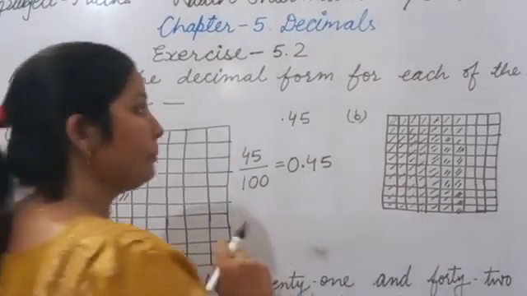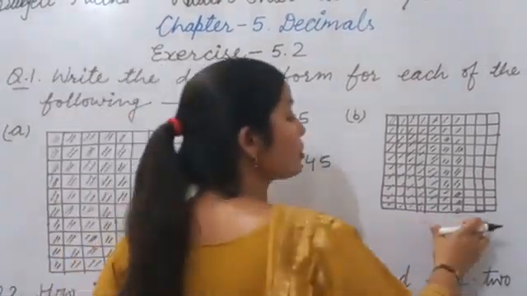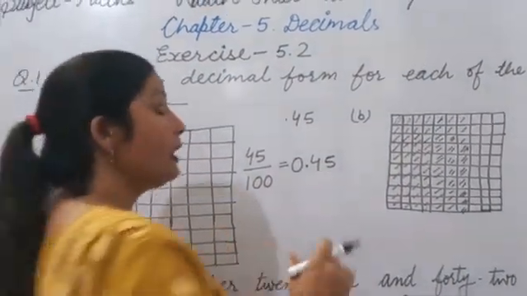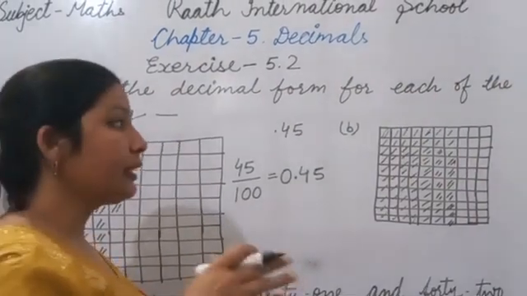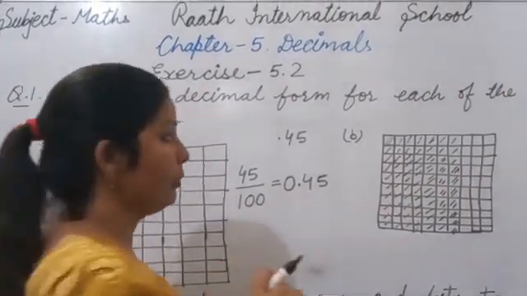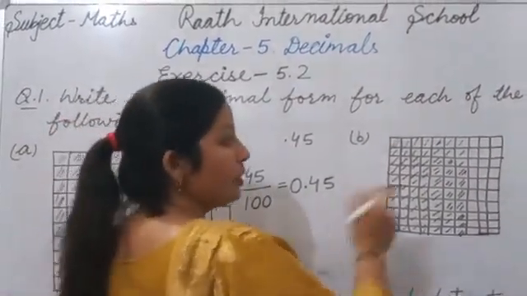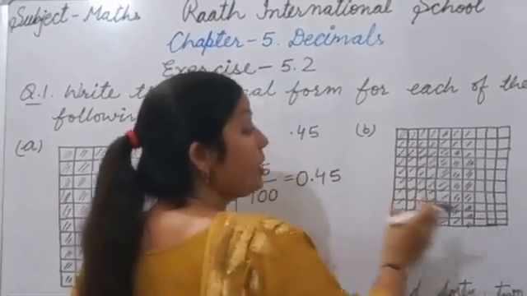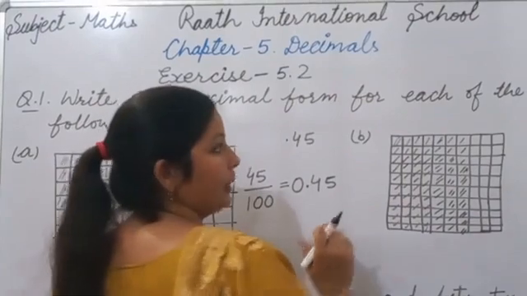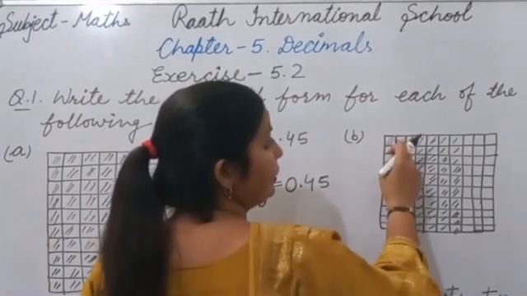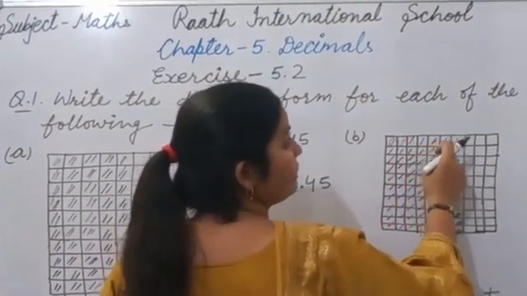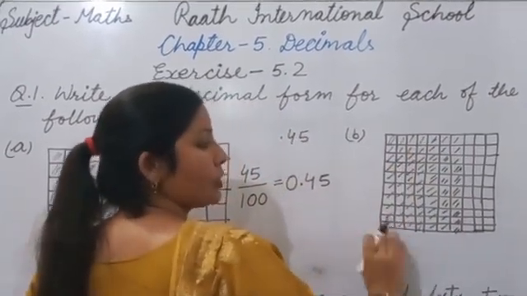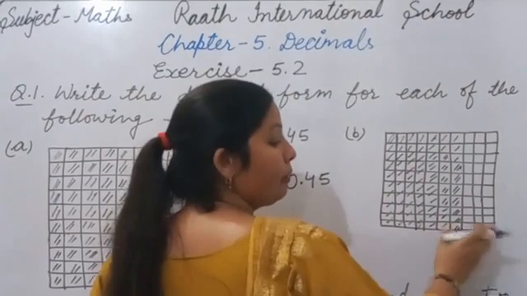Now it's B part. In B part also there are 100 small boxes. In C also 100 small boxes, in D also. C and D you will do yourself. A and B I have done here. So now in B part there are 100 boxes and 70 boxes are shaded. You can see 1, 2, 3, 4, 5, 6, 7 lines are shaded, and in one line there are 10 boxes. So 70 boxes are shaded from 100.